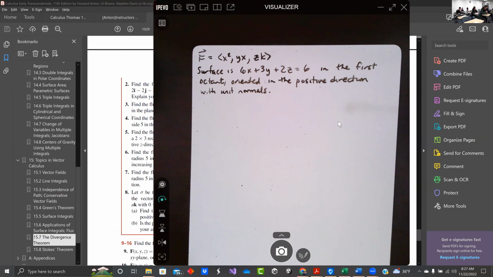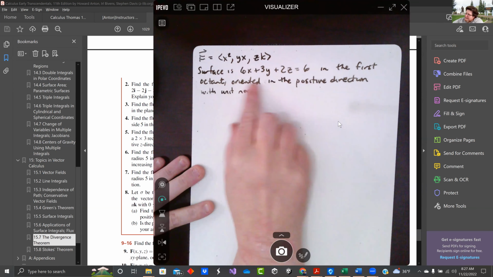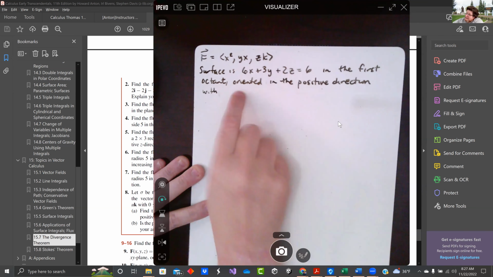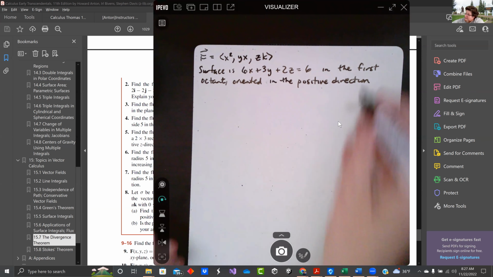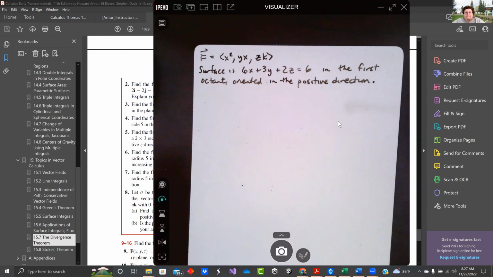You got a variable. Okay. I don't think we need a unit normal. That isn't necessary. We just in the positive direction will work. Yeah, I mean it's got.